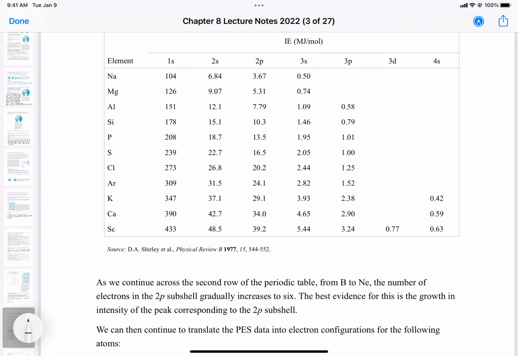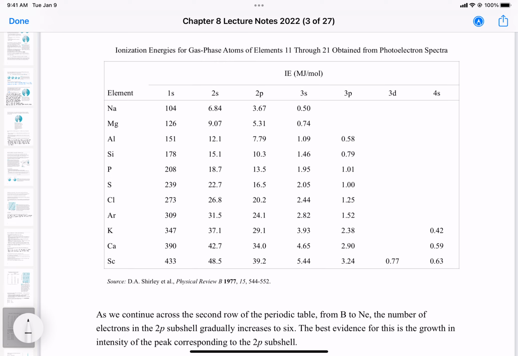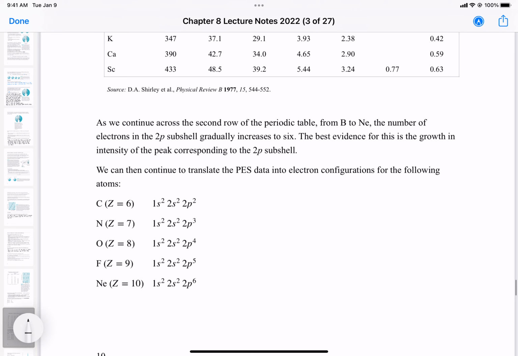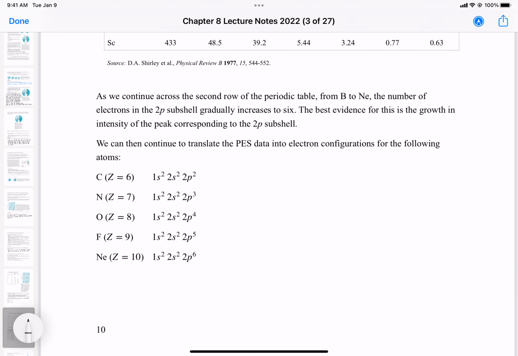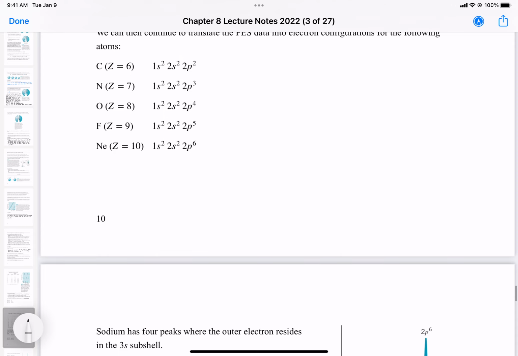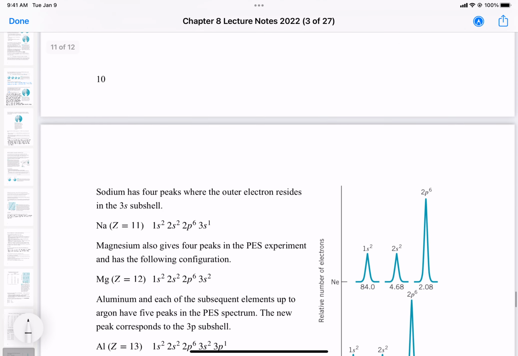All right, so now using the data in the photoelectron spectrum, we can fill in the electron configurations from sodium to scandium. So first, let's go over carbon through neon. We go from 2p² all the way to 2p⁶, and then we can start filling sodium.